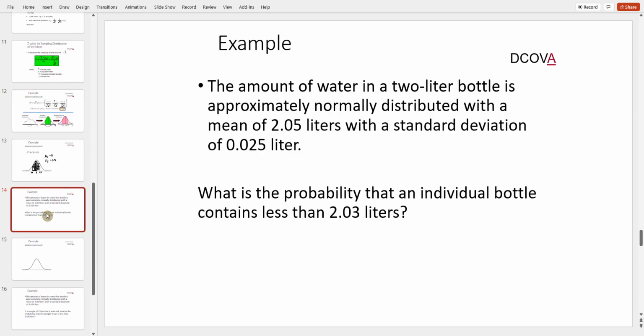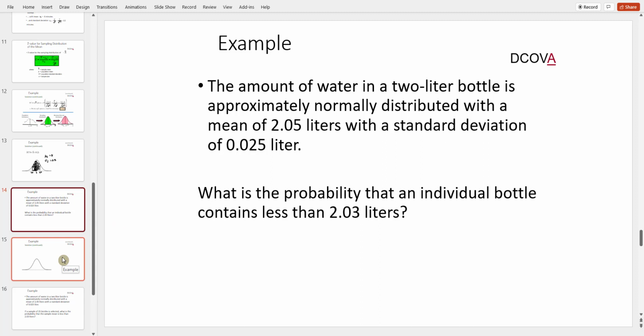Let's look at another example. The amount of water in a 2-liter bottle is approximately normal distributed, with a mean of 2.05 liters with a standard deviation of 0.025 liter. What is the probability that an individual bottle contains less than 2.03 liters?